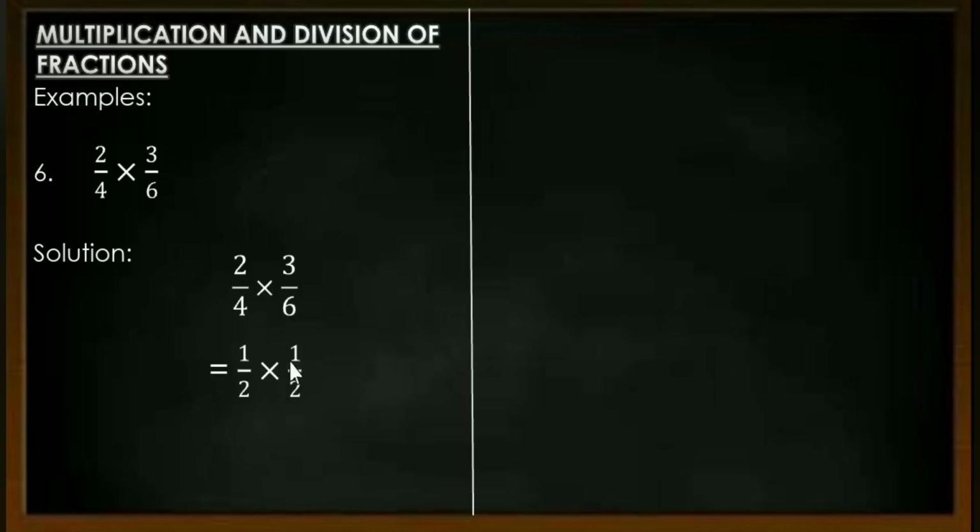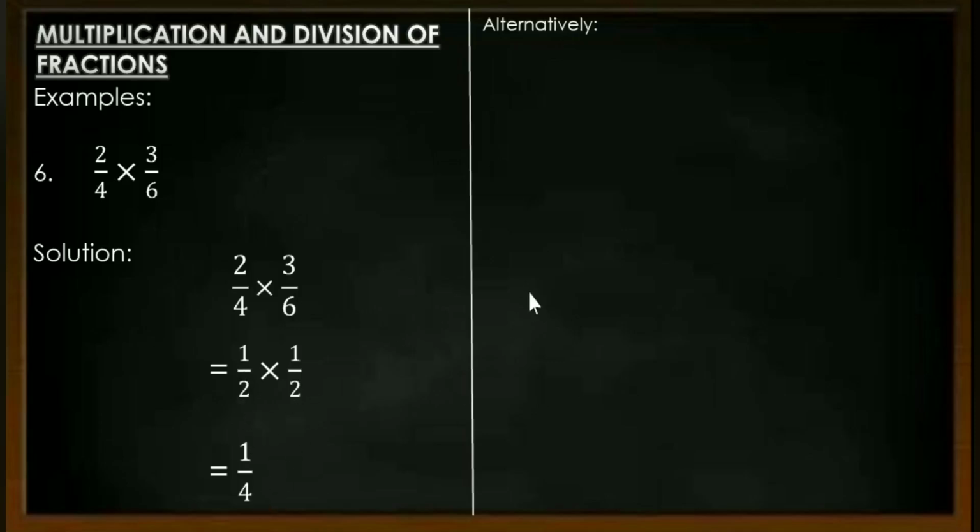So at this point, where you cannot find any number that can divide, whether looking vertically like this or diagonally like this, the next thing you have to do is to multiply the numerators and the denominators. So when we multiply 1 and 1, we'll have a 1. When we multiply 2 and 2, we'll have a 4.